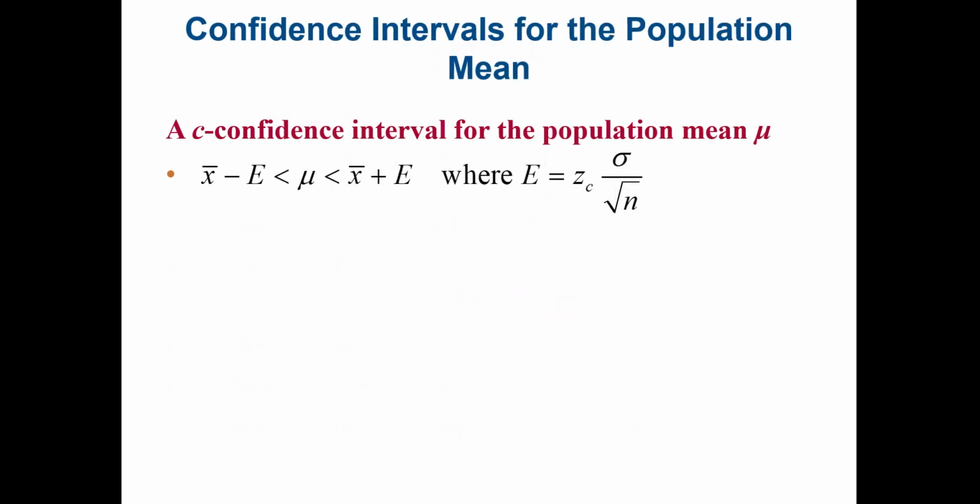Let's move on. Basically, this is how you use your margin of error to compute your confidence interval. We are trying to estimate the population mean, and this will be the lower bound, and this will be the upper endpoint.